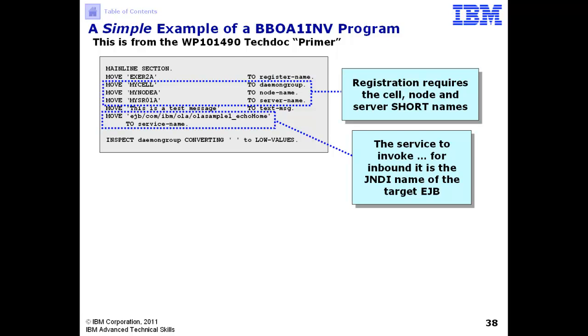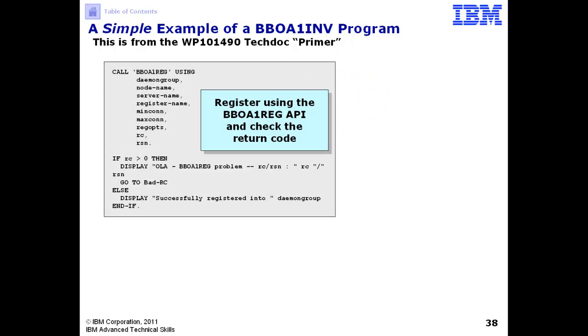Next, the program invokes the BBO A1 Reg API. Program control for registration does not return until the registration completes or fails. The code shows a follow-up check of the return code. Greater than 0 indicates a problem.